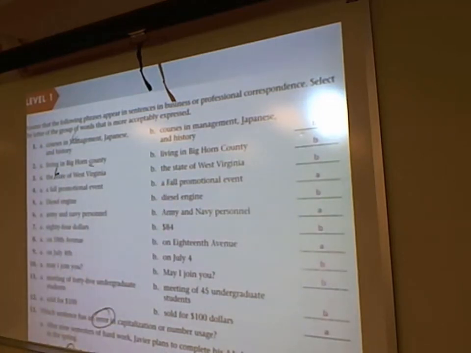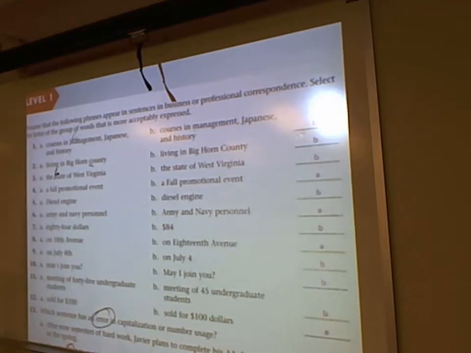Number 4, fall is not being used as a title. So letter A is your correct answer. It's just a fall lowercase promotional event. Then number 5, a diesel engine. Diesel is the brand name, so it should be capitalized, but engine is just a common noun, so it should not be capitalized. So letter A is correct.